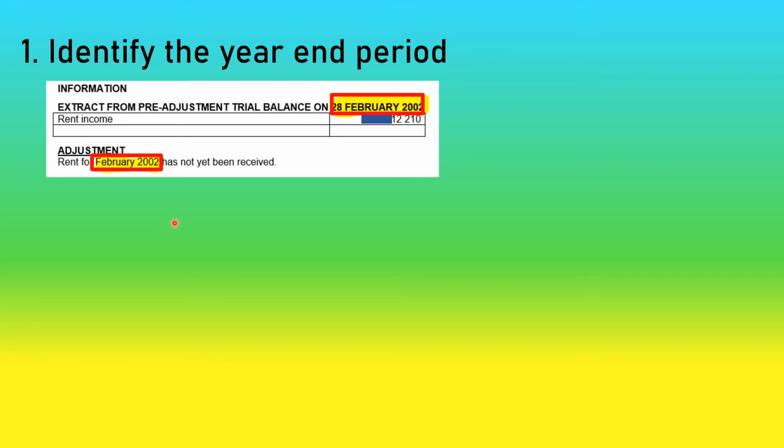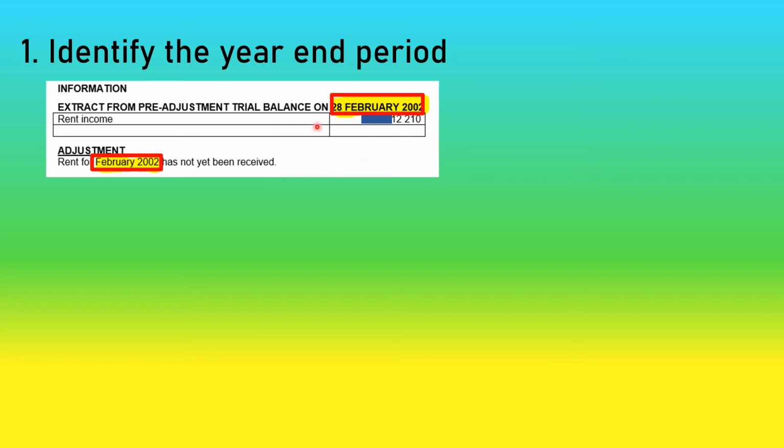Before I identify the year-end period, let's quickly read the question. It says rent income for 28 February 2002 is 12,210. Under adjustment, it says rent for February has not yet been received. There is something you have not received. Absence of cash. Therefore, it can only be an accrual. Can it be an accrual income or an accrual expense? It can only be an accrual income because in this case, you have not received money. It's an income to you. So therefore, this is an accrual income.